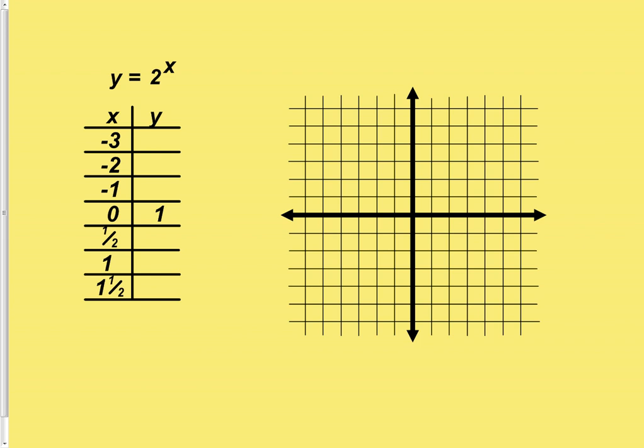We're going to plug these values in one at a time. Take -3, plug it in for x, and find out what 2 to the -3 power is. It's not that difficult. Then take -2, plug it in for x, find out what 2 raised to the -2 power is. It's not that difficult. Then do that for -1 and do it for +1/2 and do it for +1, and you get values.